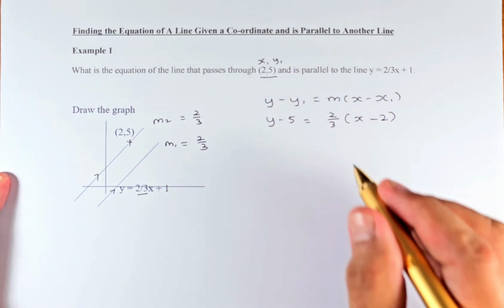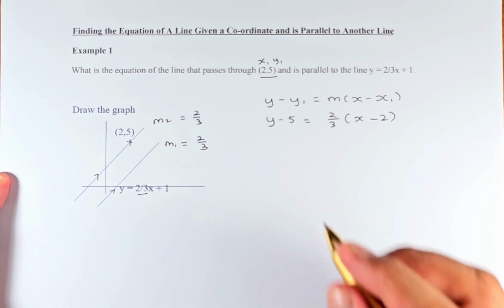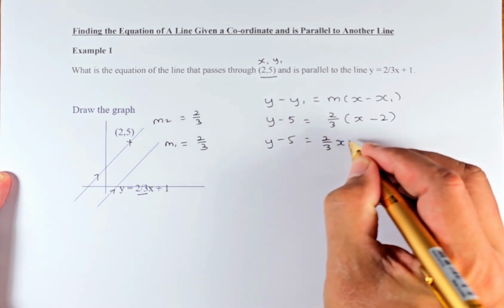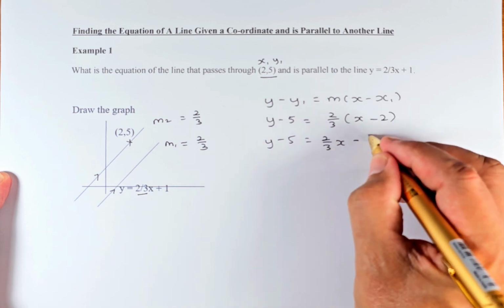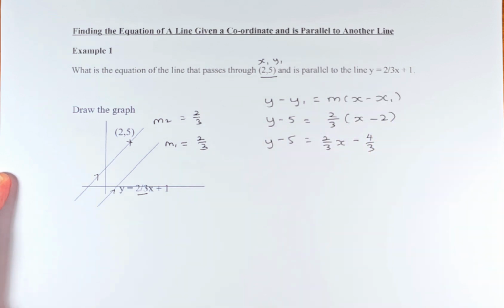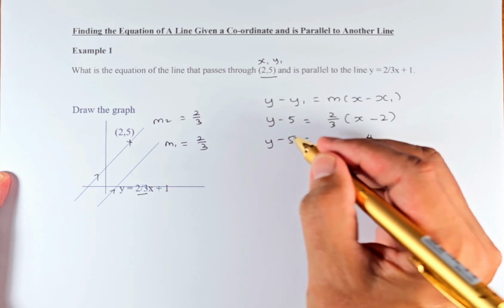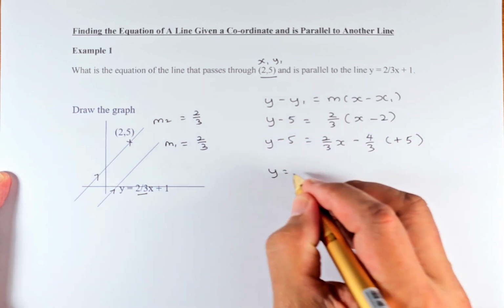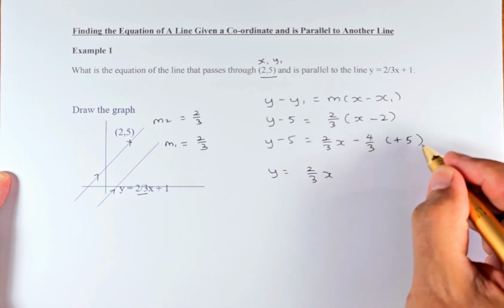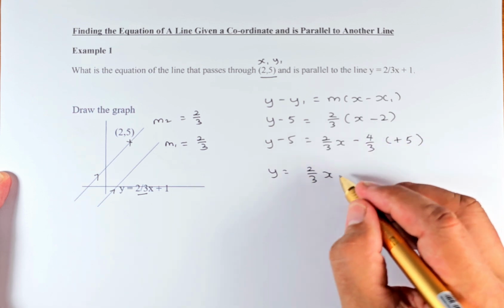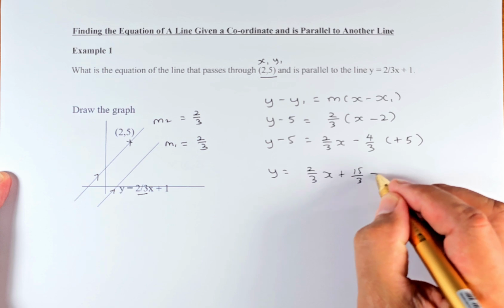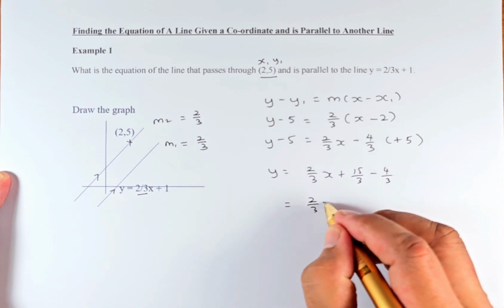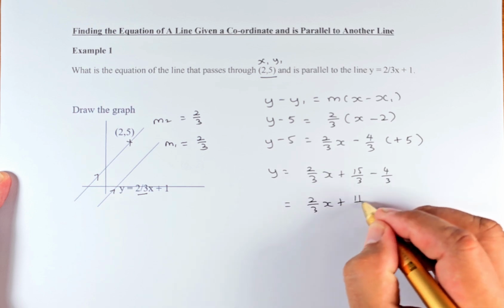Now what we're going to do is expand the equation on the right. So it's going to be y minus 5 equals 2/3 x, 2/3 times minus 2 is going to be minus 4 over 3. Now, of course, the last step, we need to get rid of this minus 5. So we're going to add 5 on both sides of the equation. So y equals 2/3 x. So 5 is actually 15 over 3. So plus 15 over 3 minus 4 over 3. And the answer is y equals 2/3 x plus 11 over 3.